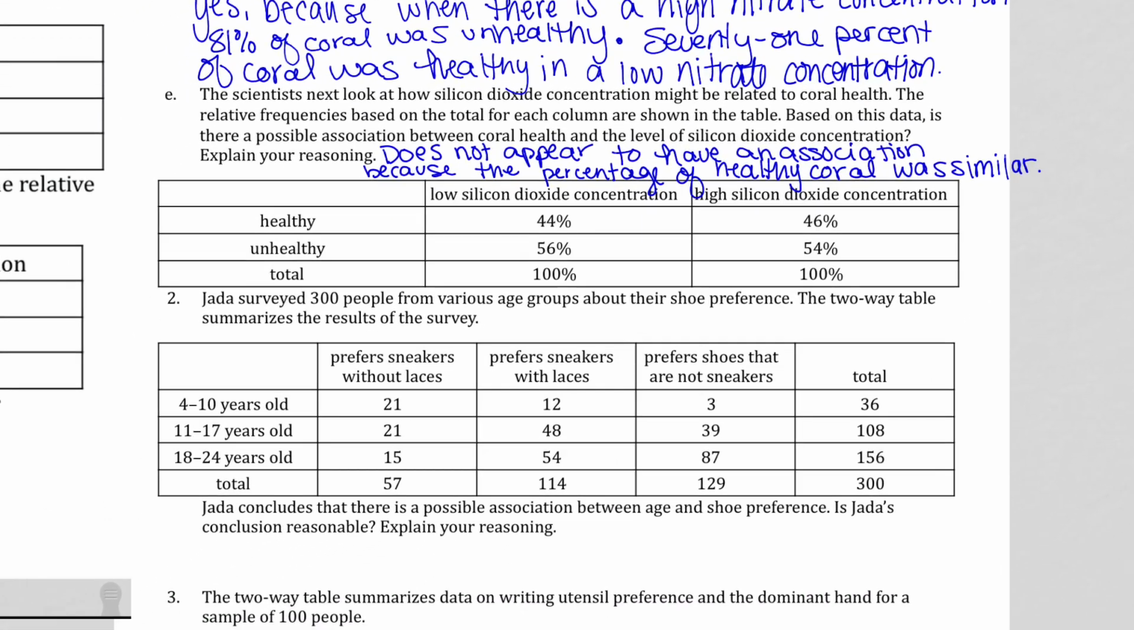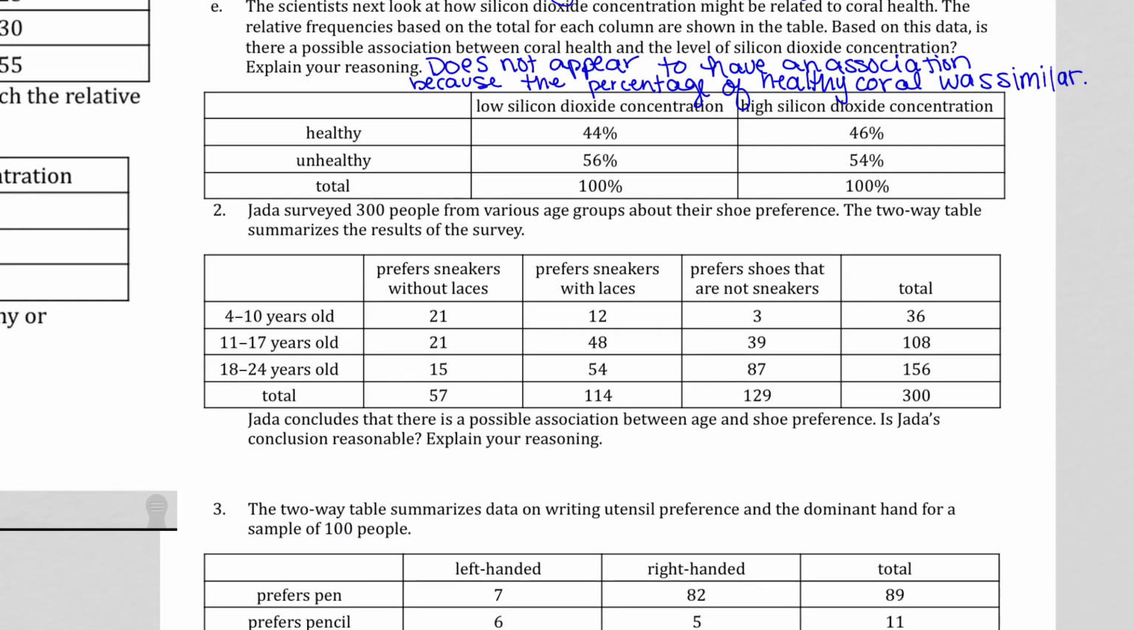All right, so now we have Jada. She surveyed 300 people from various age groups about their shoe preference. The two-way table summarizes the results of the survey. Jada concludes that there is a possible association between age and shoe preference. Is Jada's conclusion reasonable? And explain why.